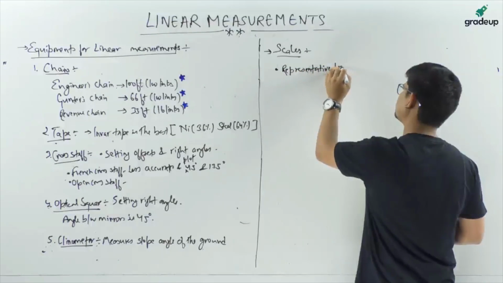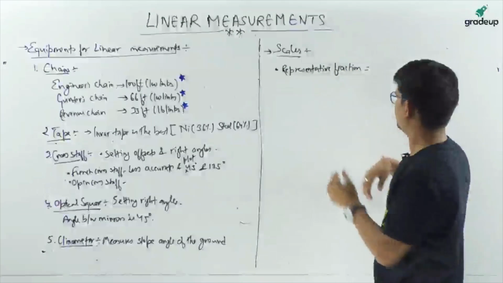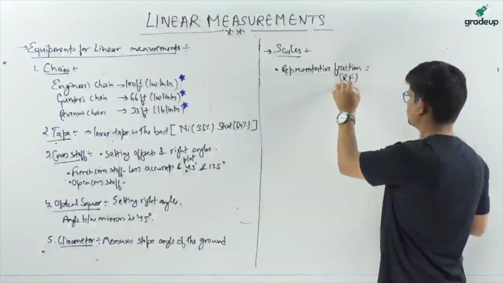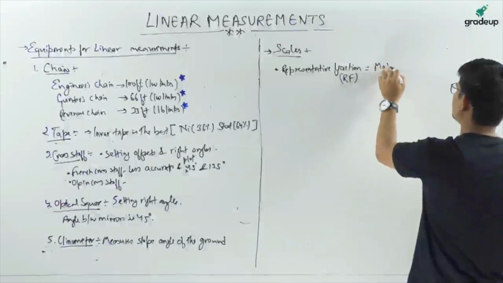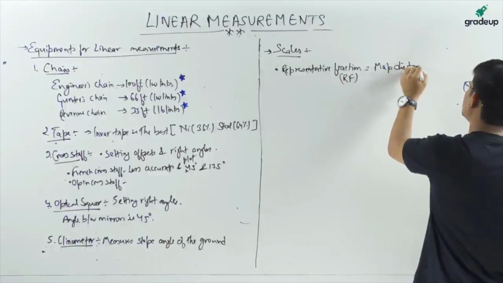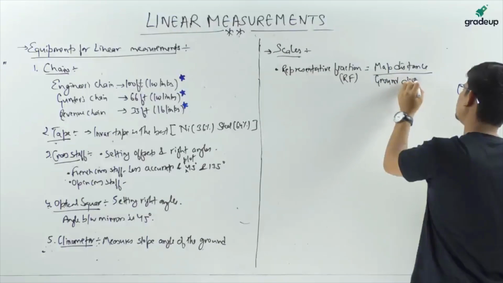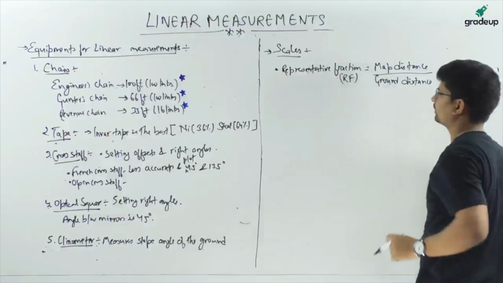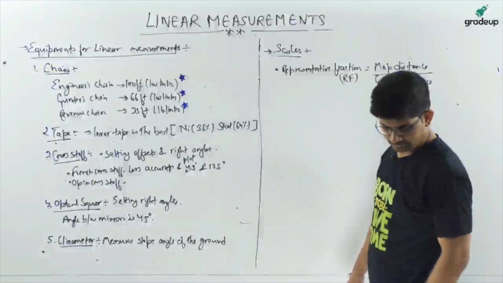Representative fraction, or factor, whatever you know, RF. In short, it is known as RF. Now what is RF? RF is nothing but map distance by ground distance. Okay. So it is map distance by ground distance.